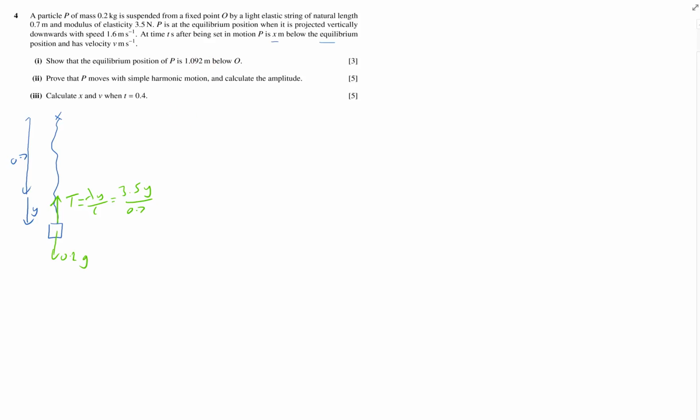And for equilibrium, the upward force equals the downward force, and we get 3.5y over 0.7 equals 0.2g, and so y equals 0.2g times 0.7 all over 3.5, and so y equals 0.392.